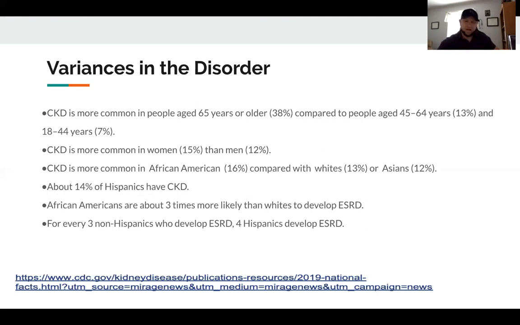And it is more common in African Americans, about 16%, compared to whites, about 13%, Asians 12%, and it affects about 14% of the Hispanics. And African Americans are about 3 times more likely than whites to develop end-stage renal disease. And for every 3 non-Hispanics who develop end-stage renal disease, 4 Hispanics develop end-stage renal disease.